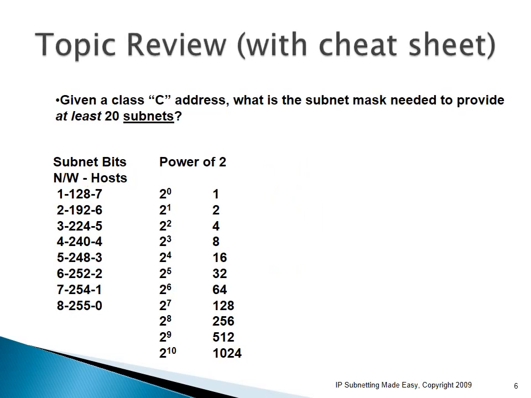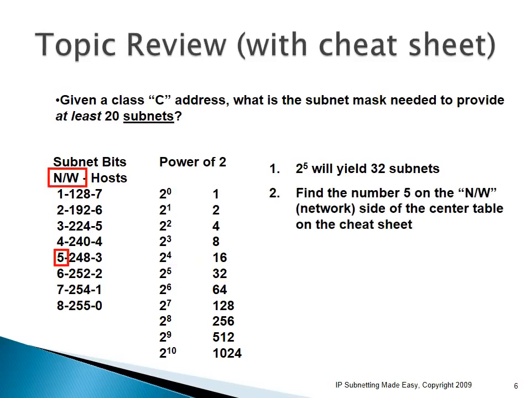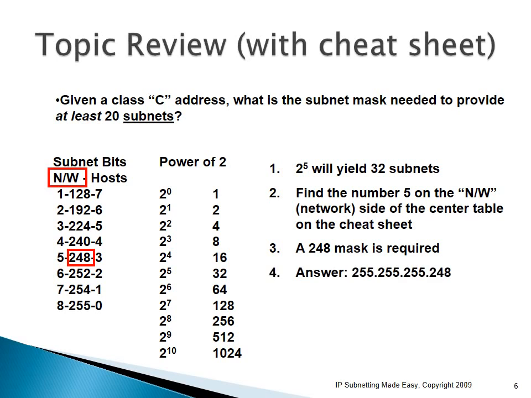Let's try a little different question this time. Given a Class C address, what is a subnet mask needed to provide at least 20 subnets? Again, we follow the cheat sheet, look at the powers of 2, and see that 2 to the 5th will yield 32. This time, however, we will look at the network side of the cheat sheet since we asked for subnets. We find a corresponding number 5, as in 2 to the 5th, and see that a 248 mask is required. Therefore, the answer is 255.255.255.248.